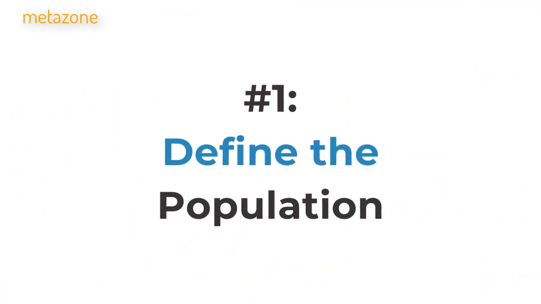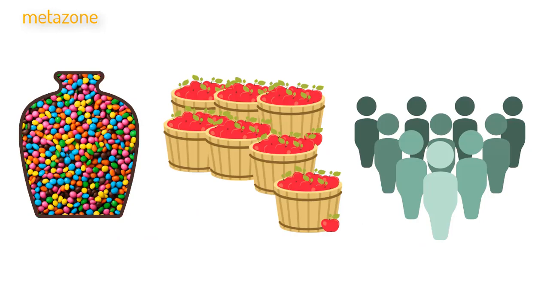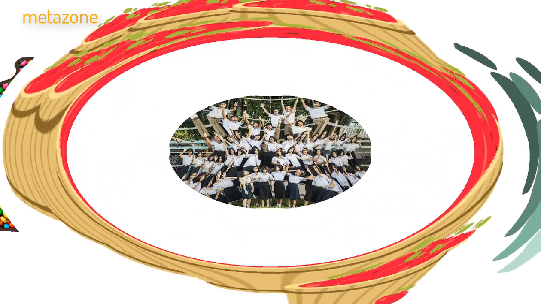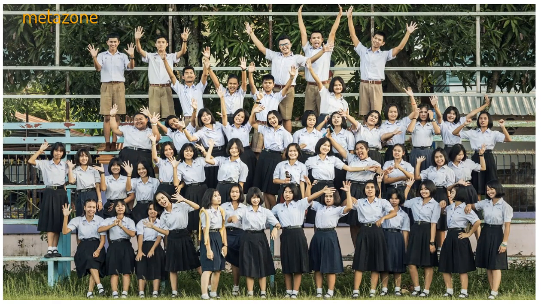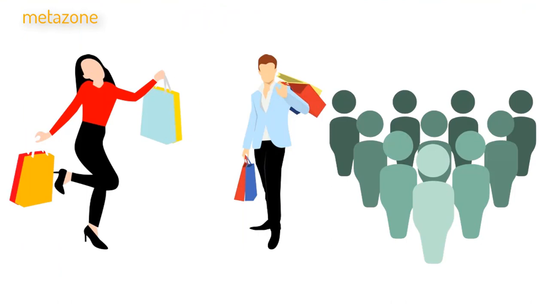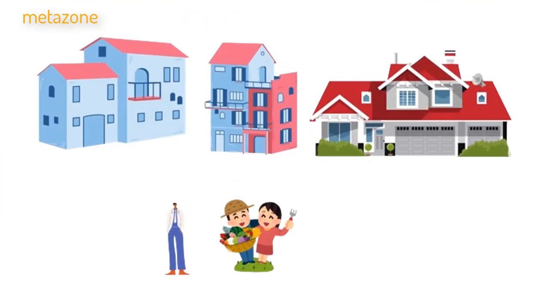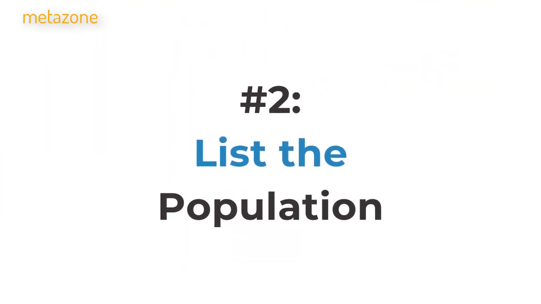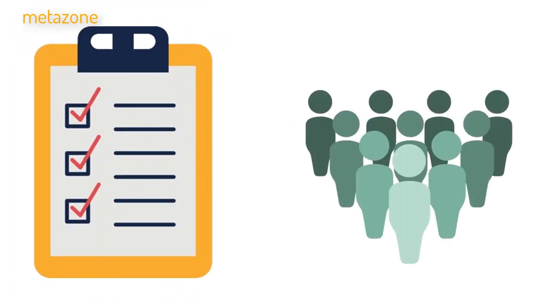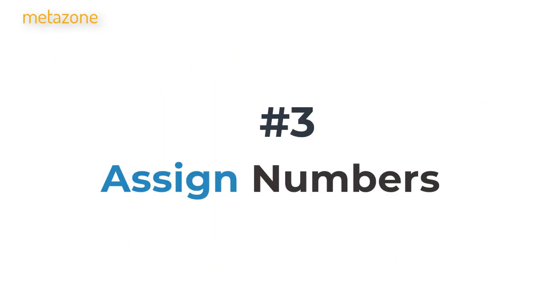First, define the population. Clearly define the population you want to study. This could be students in a school, customers of a company, residents of a city, etc. Second, list the population. Create a list of all the individuals, items, or elements in the population. Each must have a unique identifier.